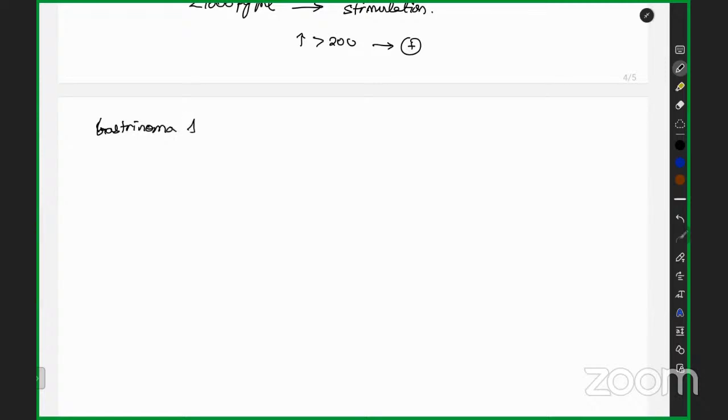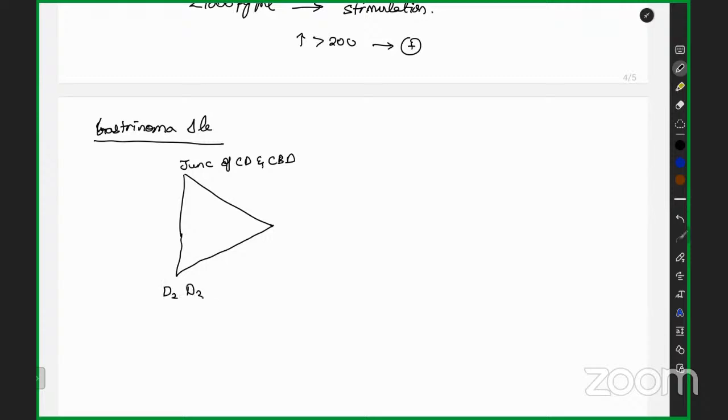Gastrinoma triangle. They can ask in the theory Viva. What is this gastrinoma triangle? So gastrinoma triangle is going to be something like this. This end is the junction of the cystic duct and the common bile duct. And this is the junction of D2 and D3. And this is the junction of the neck and body of the pancreas. So this is the triangle.